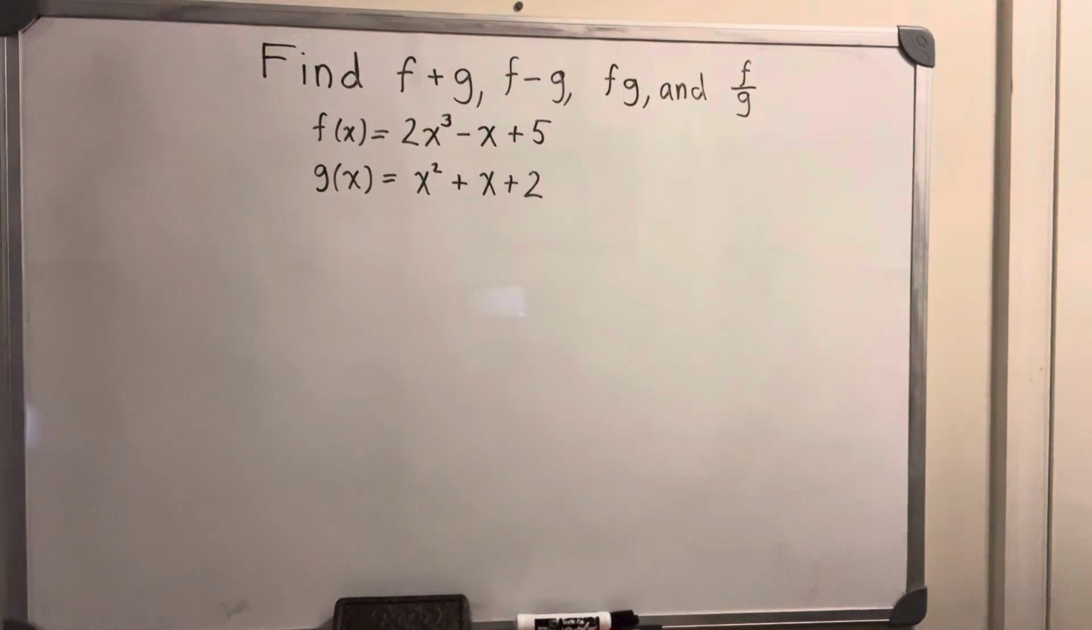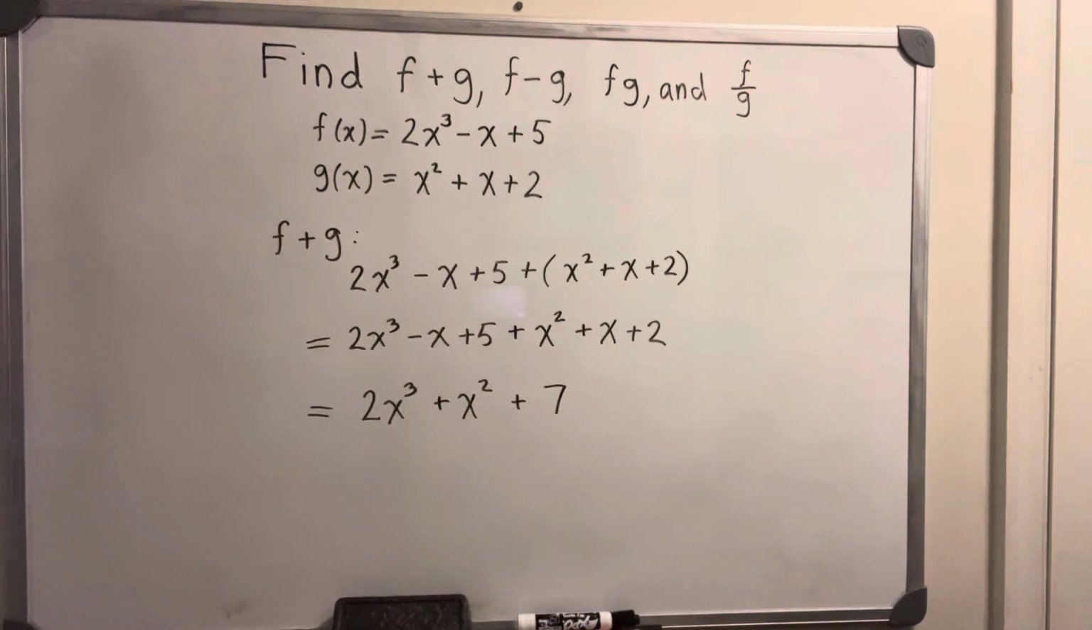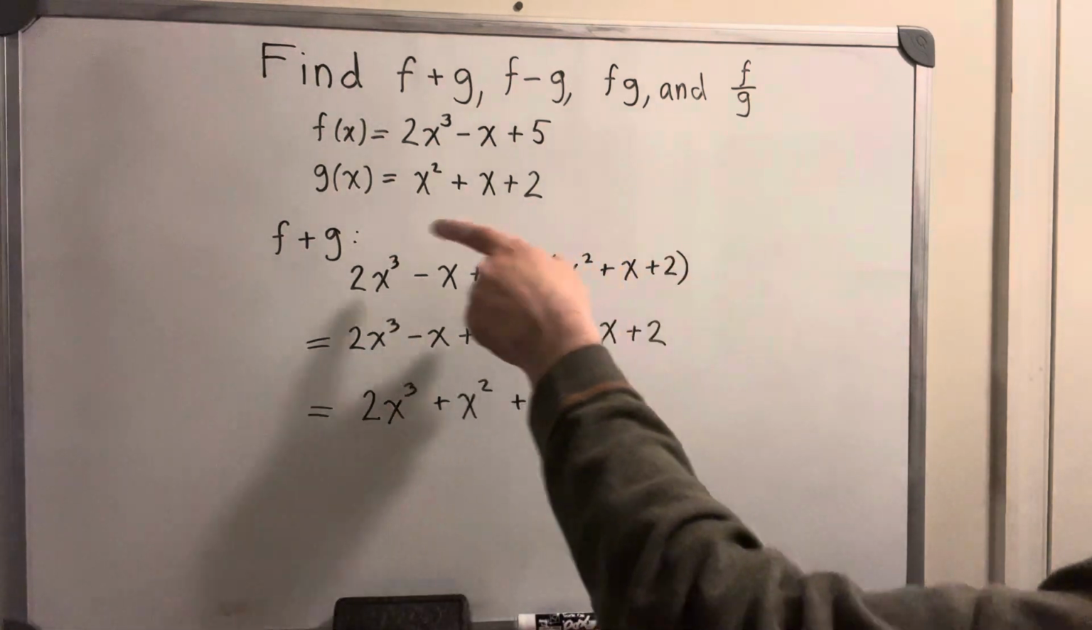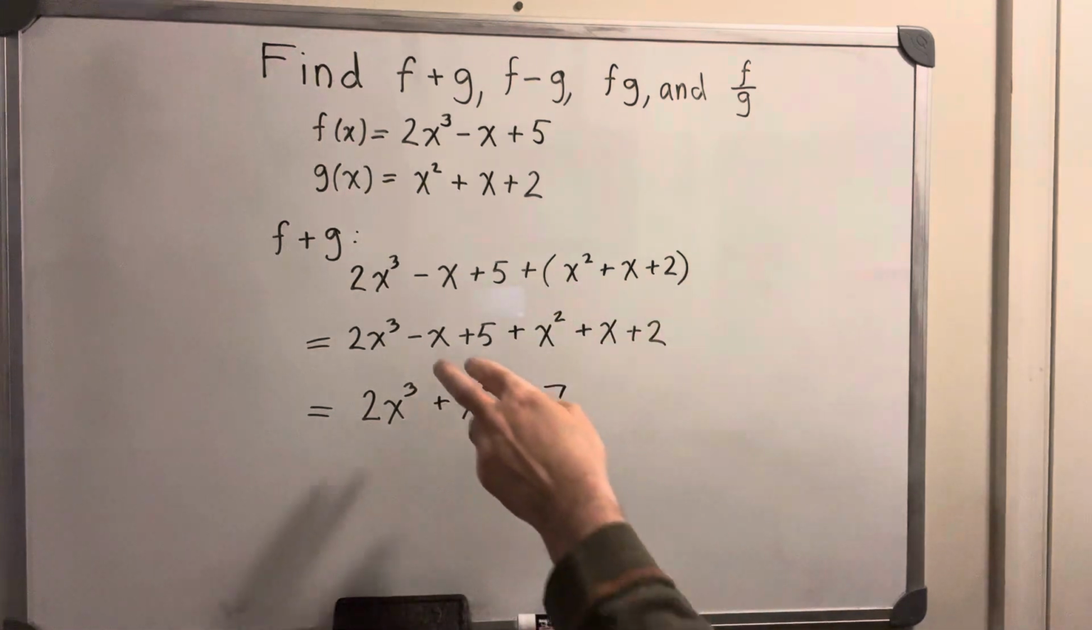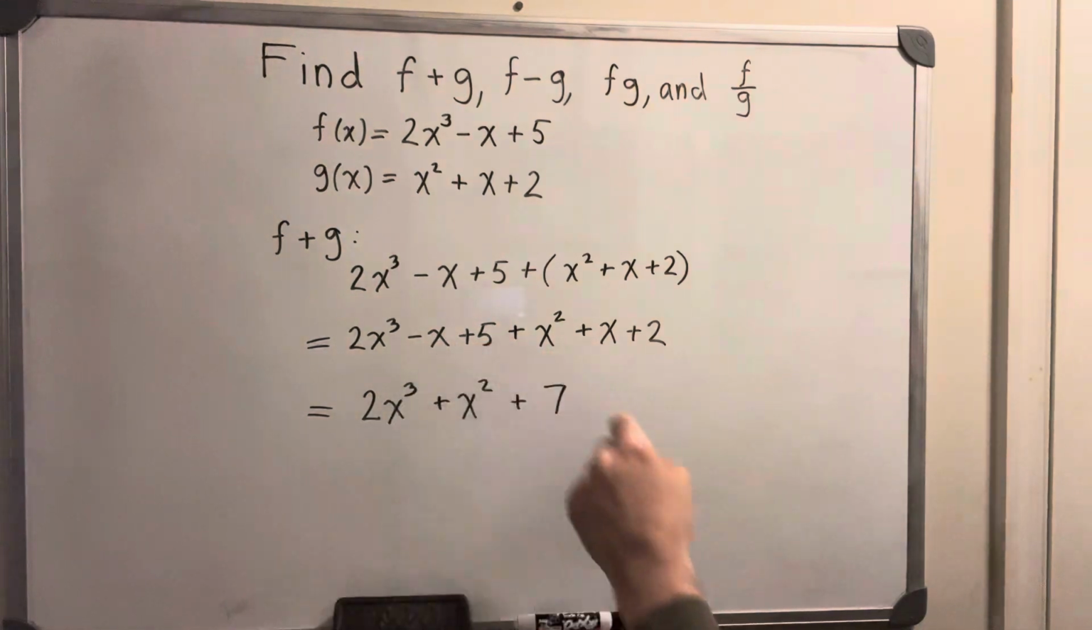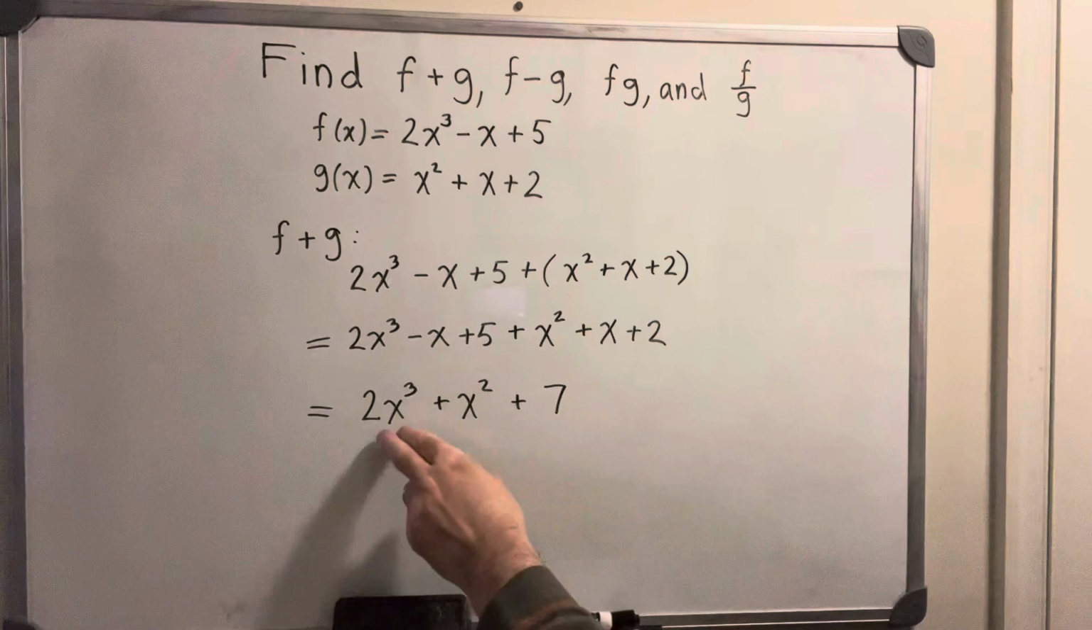This problem says find f plus g, f minus g, fg, and f over g, where f of x is 2x cubed minus x plus 5, and g of x is x squared plus x plus 2. Again, after you've done one or two of these problems, they're not hard, they're just tedious, so you got to be extra careful. So I like to draw parentheses around the second function, even if it's obvious that they're all going to be added, and then you find terms that cancel out, and this is the final answer that I got.